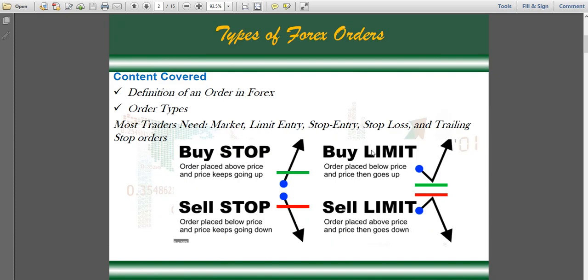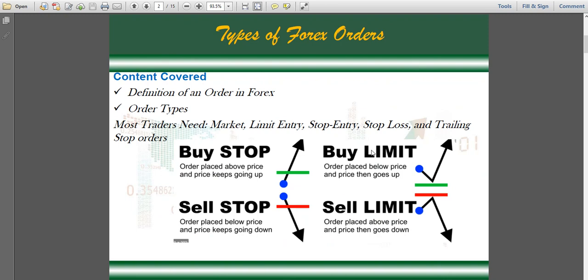Talking of types of forex orders, our key intention in this particular video is to cover the definition of an order in Forex so that you understand what it is when people talk about orders. And number two, to demonstrate to you the various order types in Forex, and actually demonstrate using MetaTrader 4 how to enter each of these types of Forex orders.